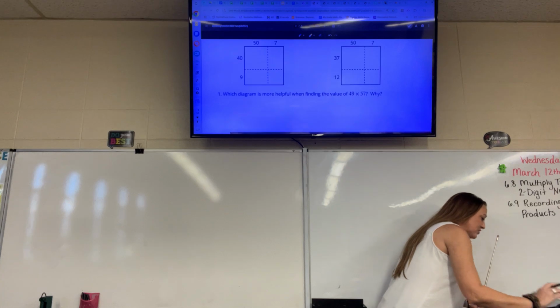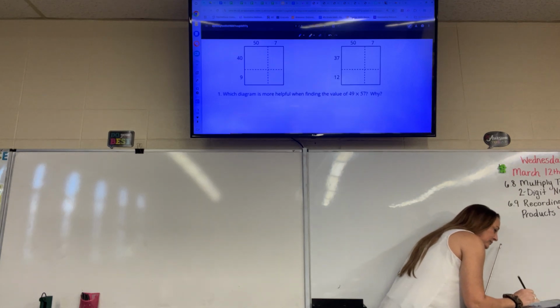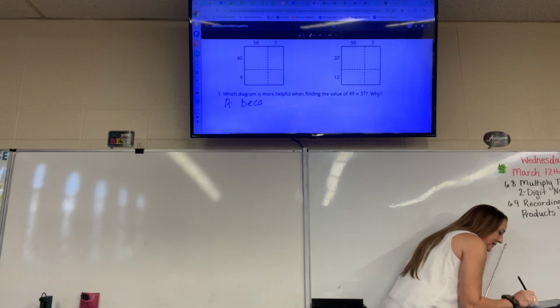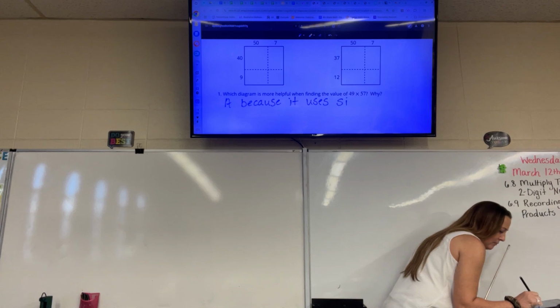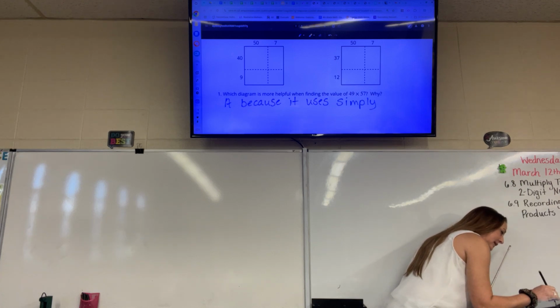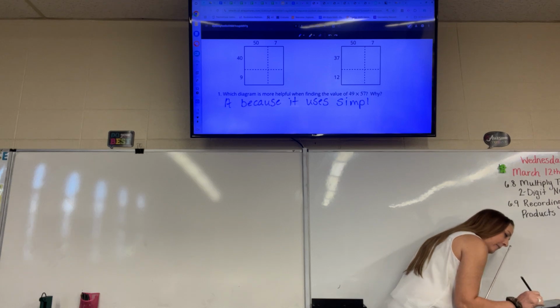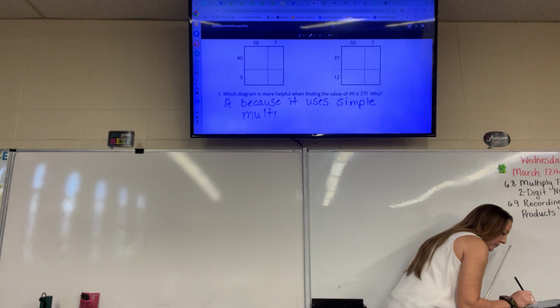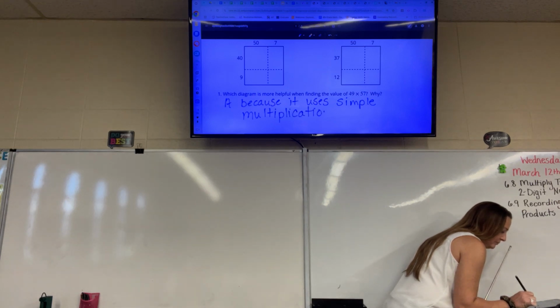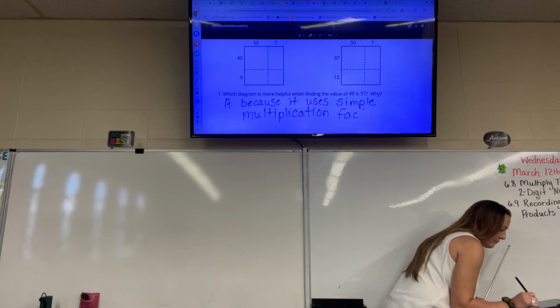Okay, which diagram is more helpful? A, because it uses simple multiplication facts. Not simply, simple multiplication facts. Okay.